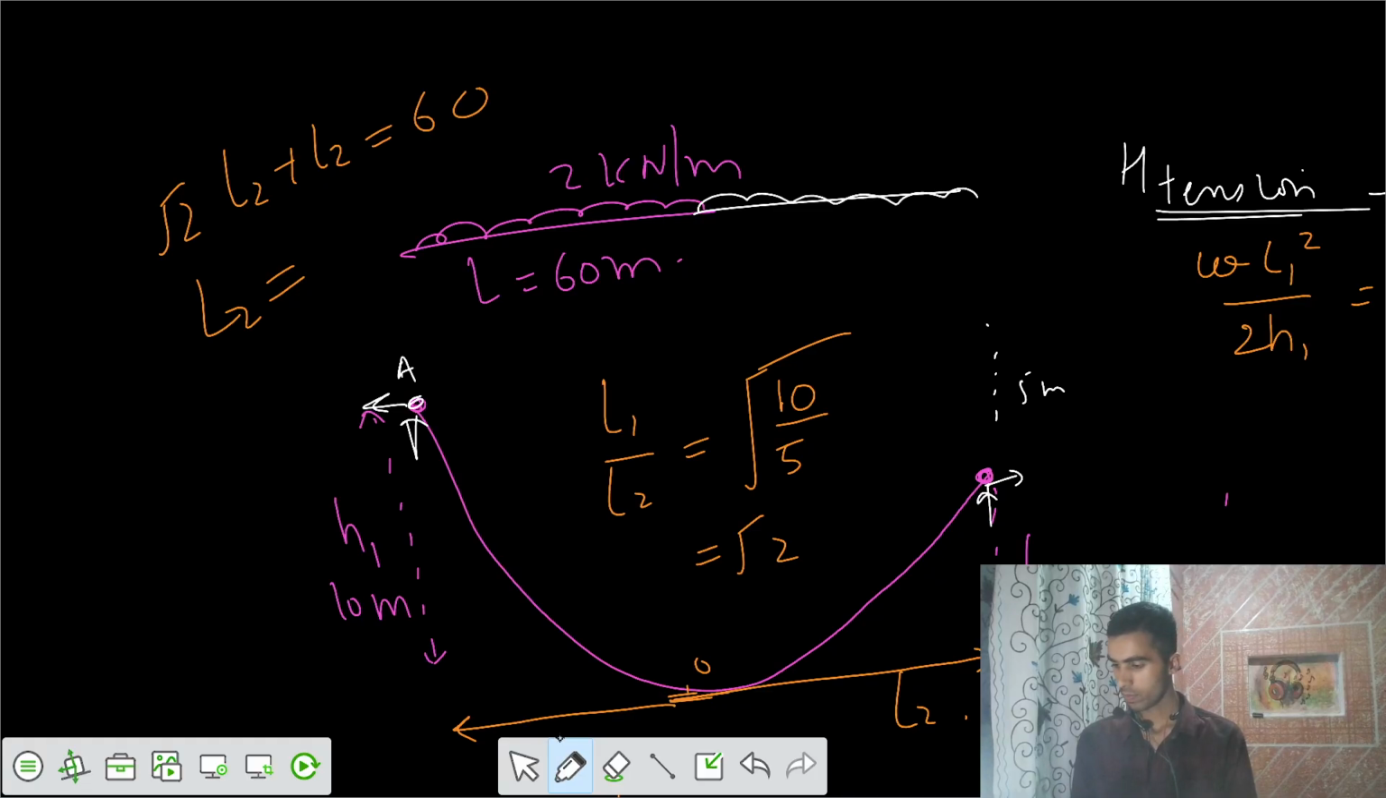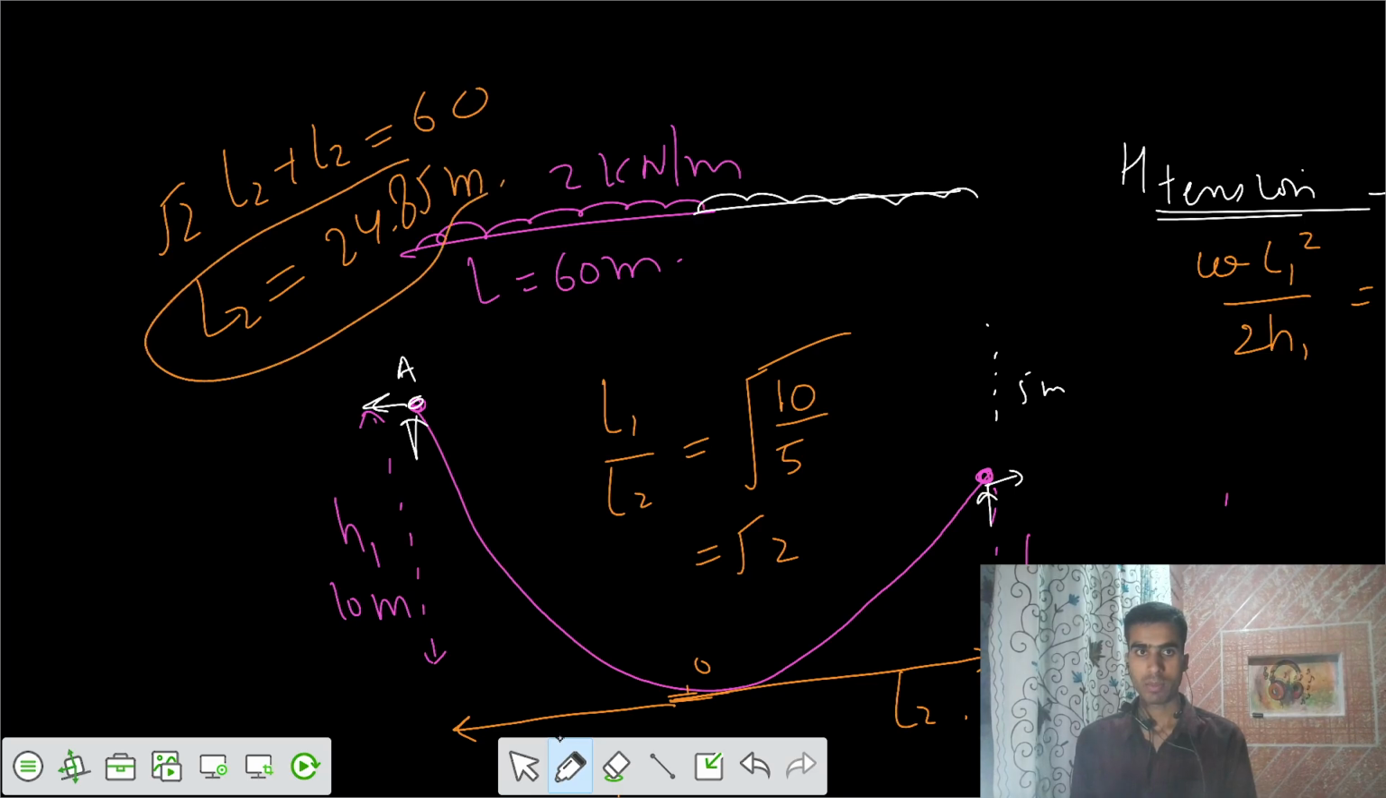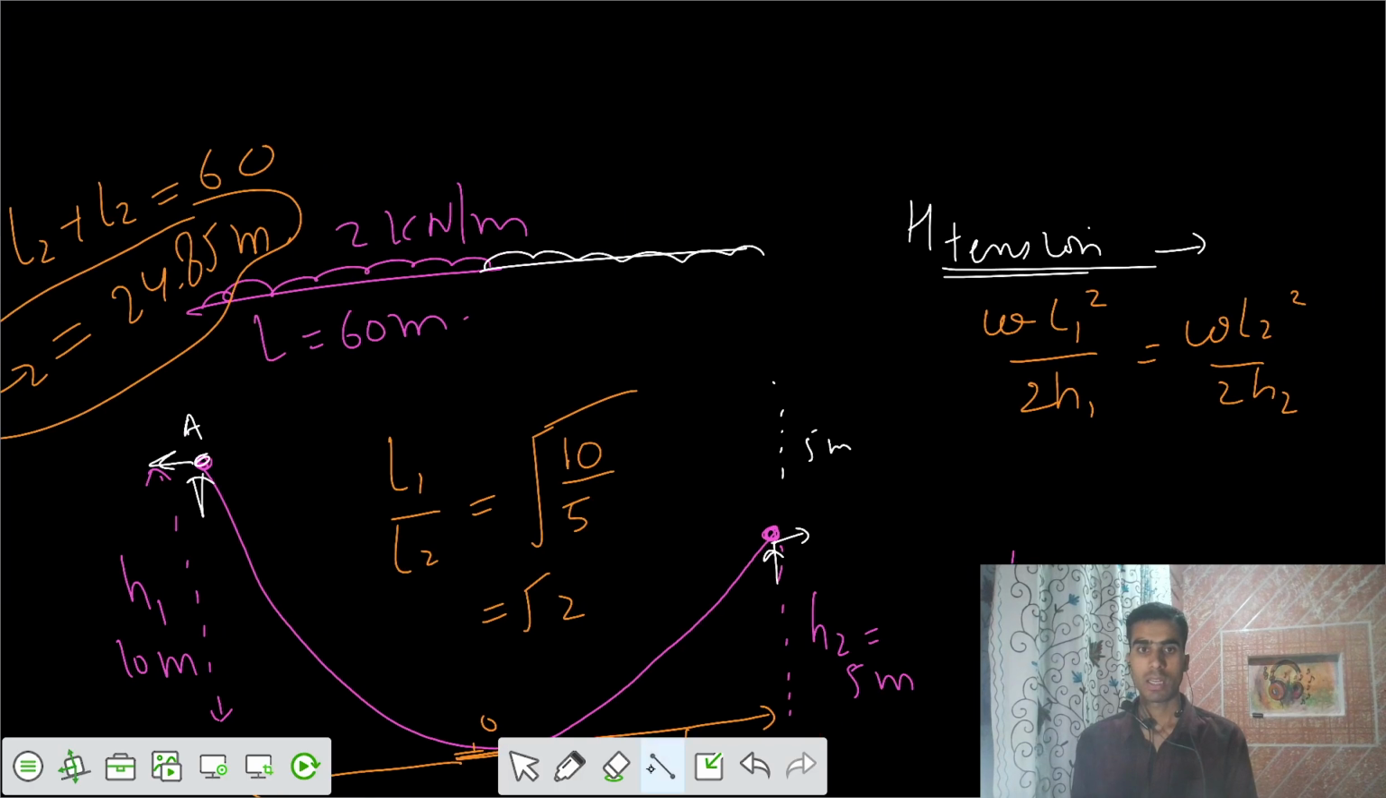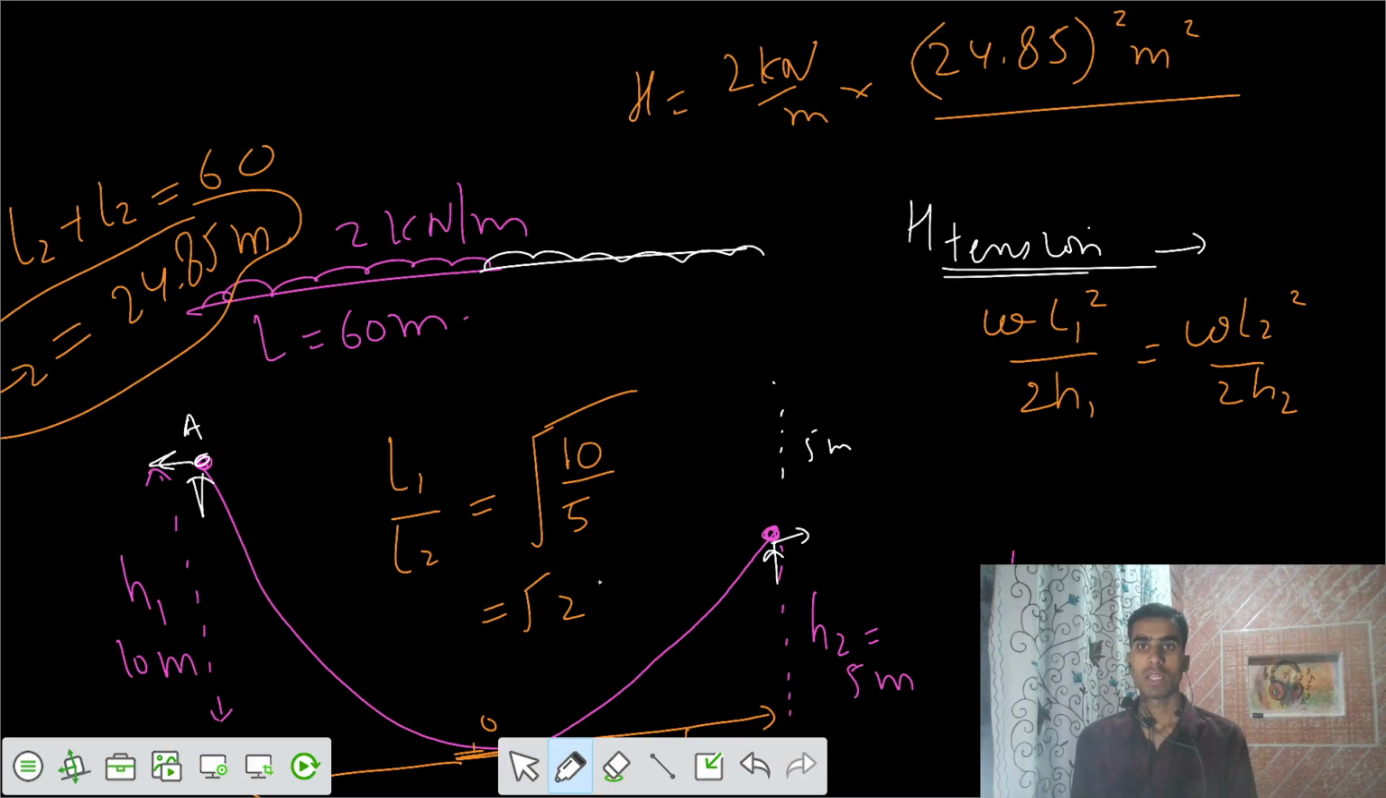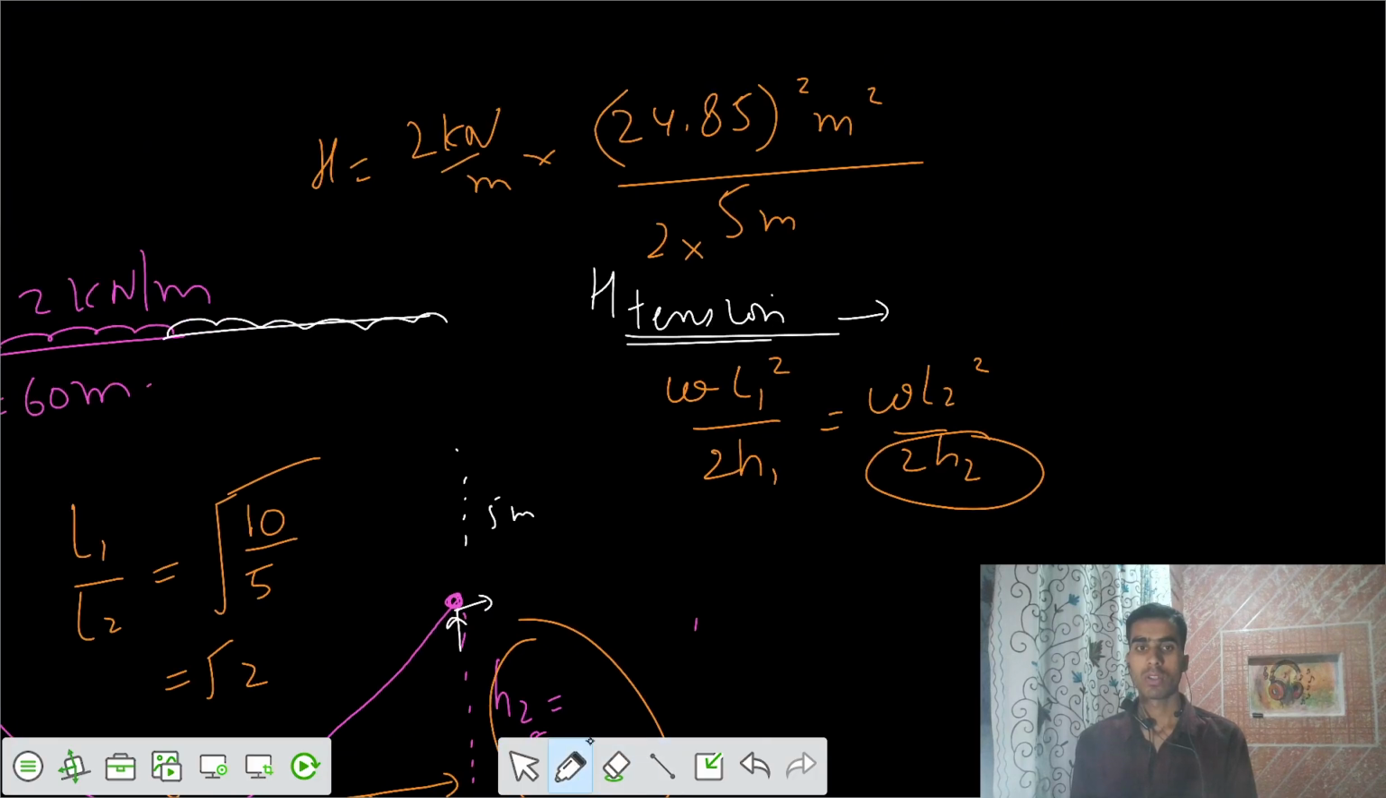L2 equals 24.85 meter. So let's keep it in terms of L2. I would use that equation. In terms of L2, H equals 2 kilonewton per meter into 24.85 meter squared, divided by 2 times H2. The value of H2 is 5 meter, and you can get the horizontal tension equal to 123.53 kilonewton. Let's come to one more problem.